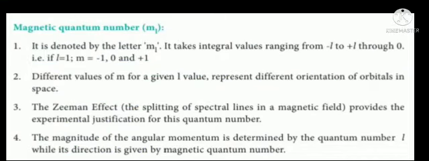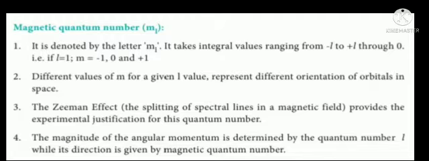Magnetic quantum number. First point, it is denoted by the letter ml. It takes integral values ranging from minus L to plus L through 0. That is, if L equal to 1, m equal to minus 1, 0 and plus 1. The magnetic quantum number takes the integral values running from minus L to plus L through 0. That is minus L, 0, plus L.